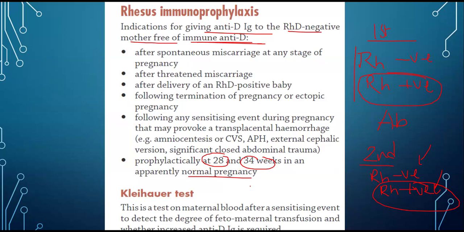Not only prophylactically at 28 and 34 weeks, but when there is a risk of fetal-maternal blood transfusion, you would need to give this anti-D. So after any spontaneous miscarriage, after threatened miscarriage, after delivery of an RH positive baby, following termination or ectopic pregnancy, any other sensitizing event like amniocentesis, chorionic villus sampling, placenta previa, abruption of placenta, okay, any of these times, you need to give anti-D to the mother as well.